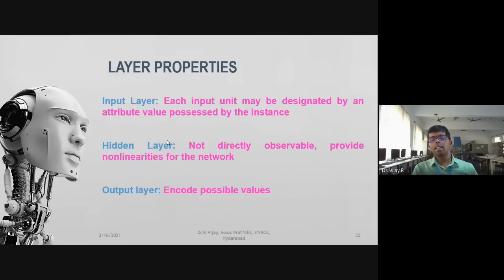So if you take this hidden layer, this is optional. You can go for a hidden layer or not, based on the application. It is not directly observable, and it also provides non-linearities for the network. And if you take the output layer, it encodes possible values. Whatever the output, it can encode, and it will give the possible output to the output layer.